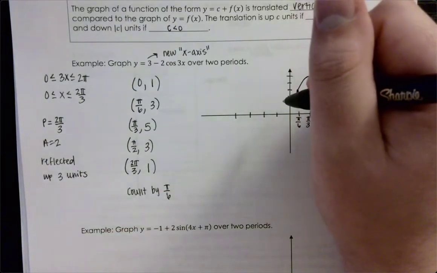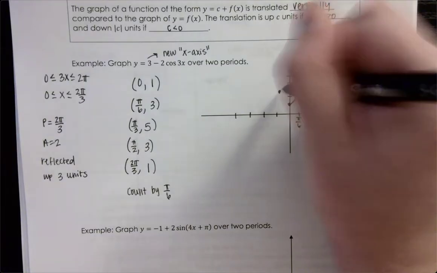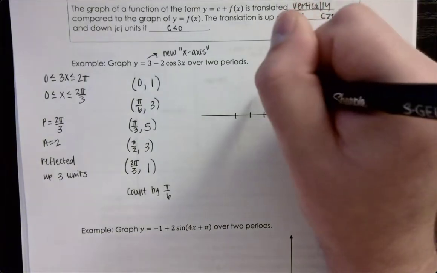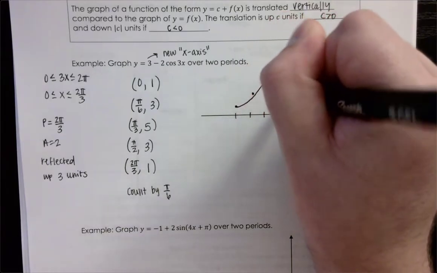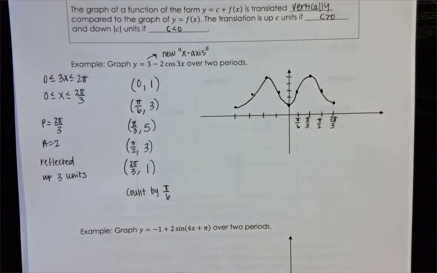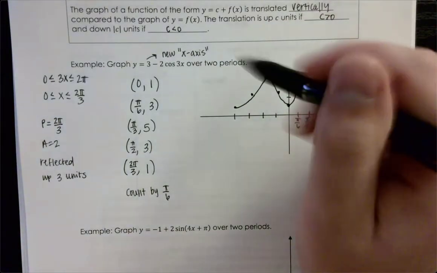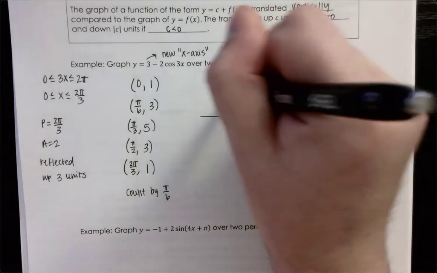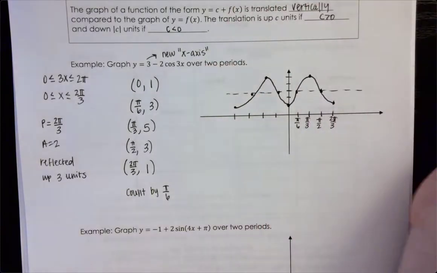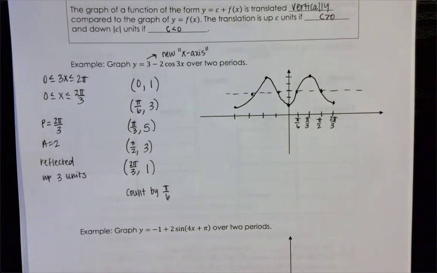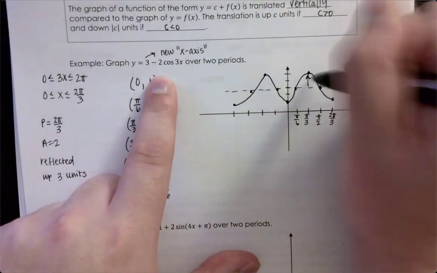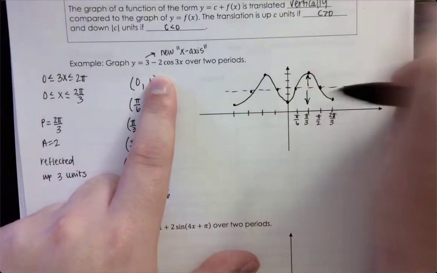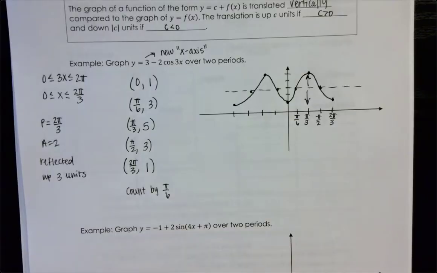And the other direction, so again, think of that 3 as your new x-axis, and your amplitude should be 2. So from that x-axis, it should go up 2 and down 2. Should be the highest and lowest it goes for amplitude.